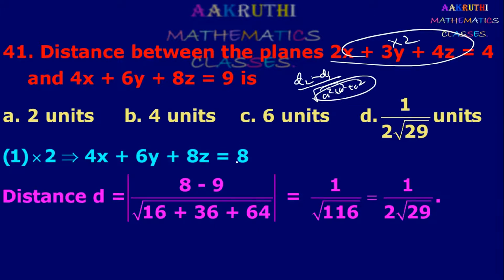It is d2 minus d1. That is d2 minus d1. It is 8 minus 9 divided by root of 4 square plus 6 square plus 8 square. So which is 1 divided by root of 116, which is equal to 1 by 2 root 29. So which is option D.